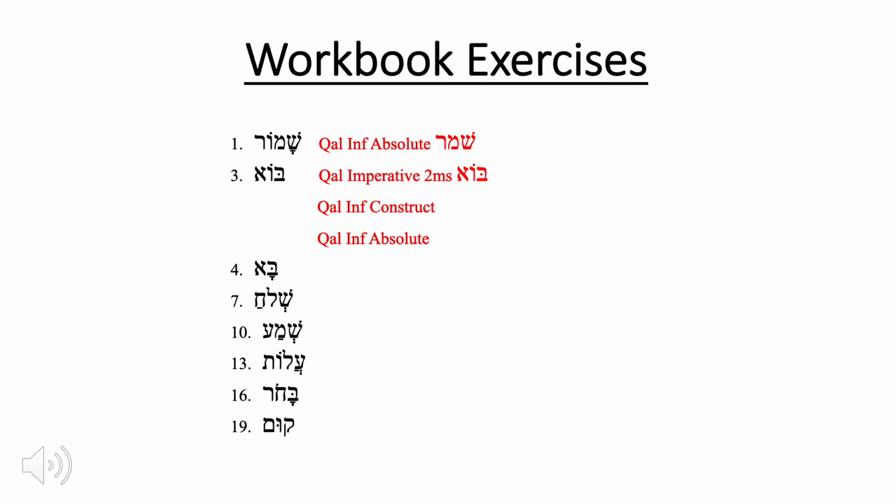Bo is a hollow verb, and hollow verbs will often look the same in several different forms. So in this particular case, bo is a Qal infinitive construct and a Qal infinitive absolute. Context will have to tell you how it's being used. But bo is also a Qal imperative second masculine singular form from the verb bo. So here we have 3 possible parsings of this particular verb. What about number 4? How do we parse number 4?